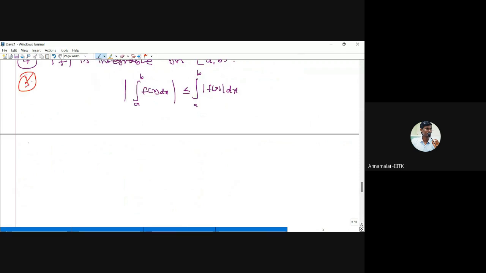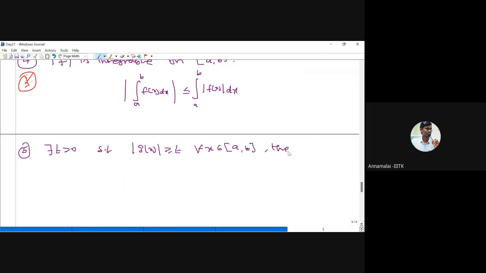Quotient. In general, the quotient of two integrable functions need not be integrable, but the only condition we have to assume is that for the one function g, there exists some t greater than 0 such that modulus of g of x is greater than or equal to t, so it is bounded away from zero, for all x in the closed interval a comma b.